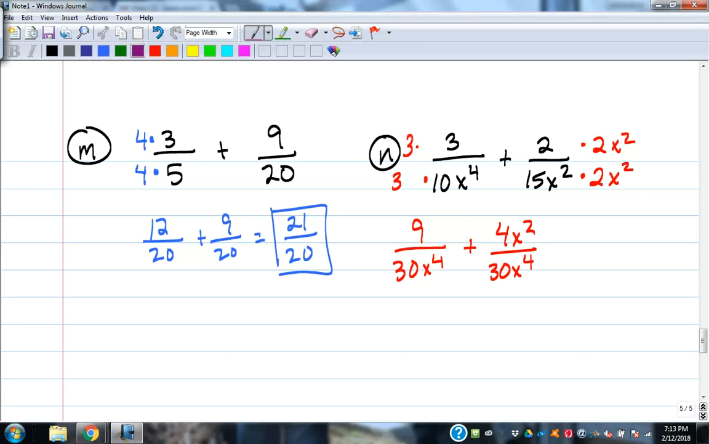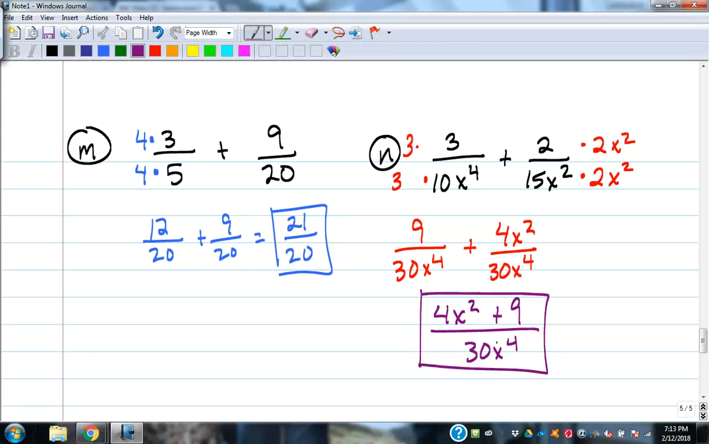Well, the denominator's the same now, so I can combine 4x squared plus 9 over 30x to the 4th. There's nothing else I can do to that. It doesn't get prettier there. Some of them do, but this one doesn't. The key is just getting the denominator the same so that you can write it as one fraction. That's what we're trying to do.